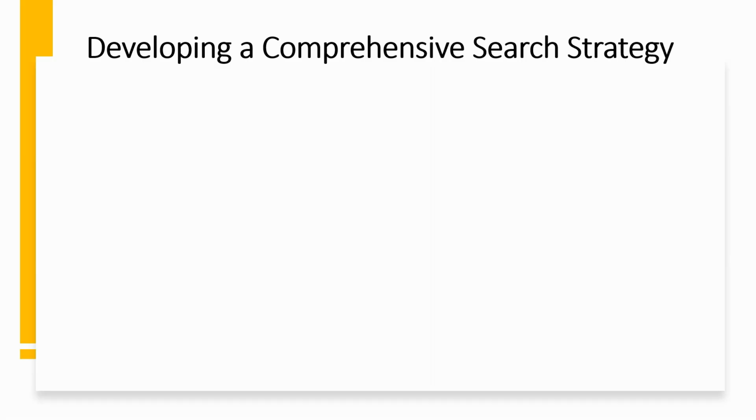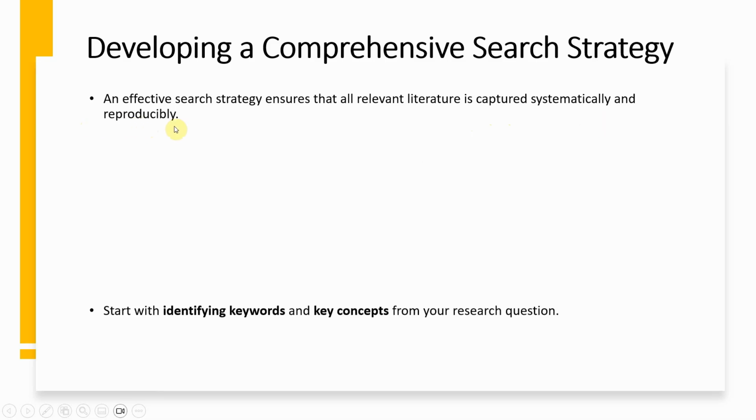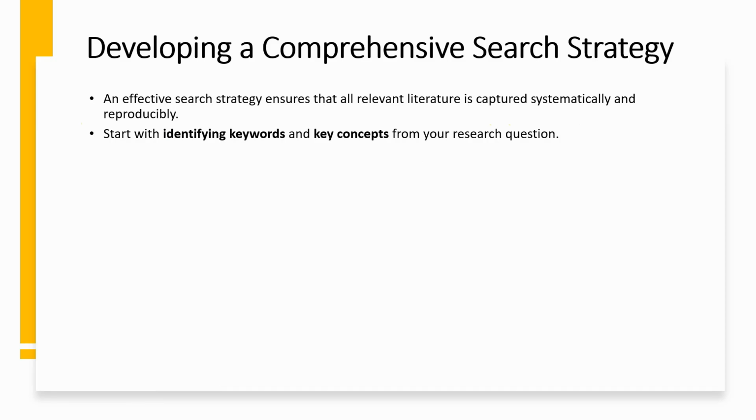Next, we are going to look into developing a comprehensive search strategy. Now, how do we devise a strategy to search when conducting a systematic literature review? An effective search strategy ensures that all relevant literature is captured systematically and reproducibly. Start with identification of keywords and key concepts from your research questions.